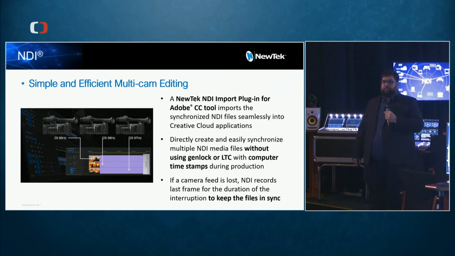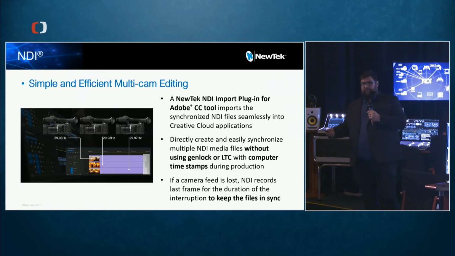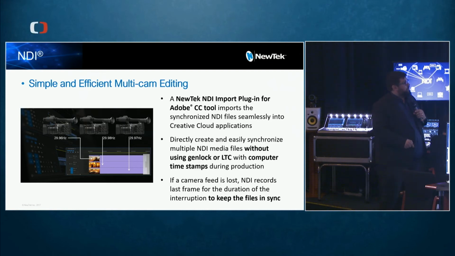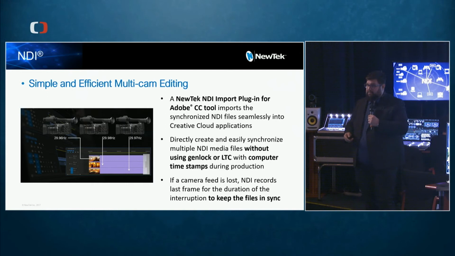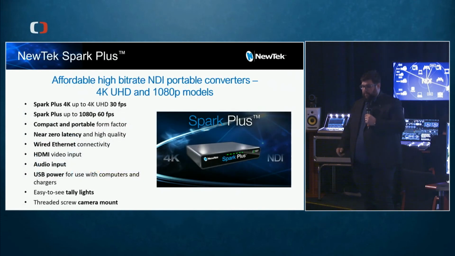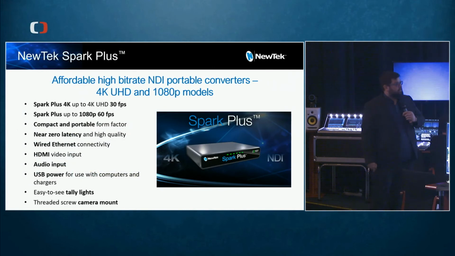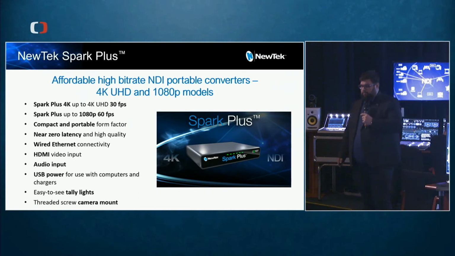So you can record unlimited sources. It's really up to the bandwidth you have available on your disk, like the disk speed or the RAID array speed, and the network speed you have. Then you can record it directly, and these become growing files on the Adobe Premiere timeline, so you can work with them immediately when you start the recording. We also introduced a Spark Plus, a teeny tiny device, roughly this big, 4K capable, 30p HDMI input.